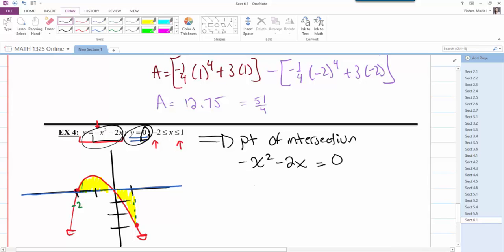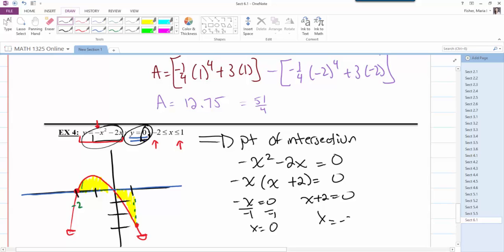Well, I notice that I can factor out a -x from each one of these, and I'm left with +x plus 2. Set both of these equal to 0, and I get here that x is equal to 0, and here that x is equal to -2. Well, I already knew that I intersected at -2, but that means that this point of intersection here is 0.